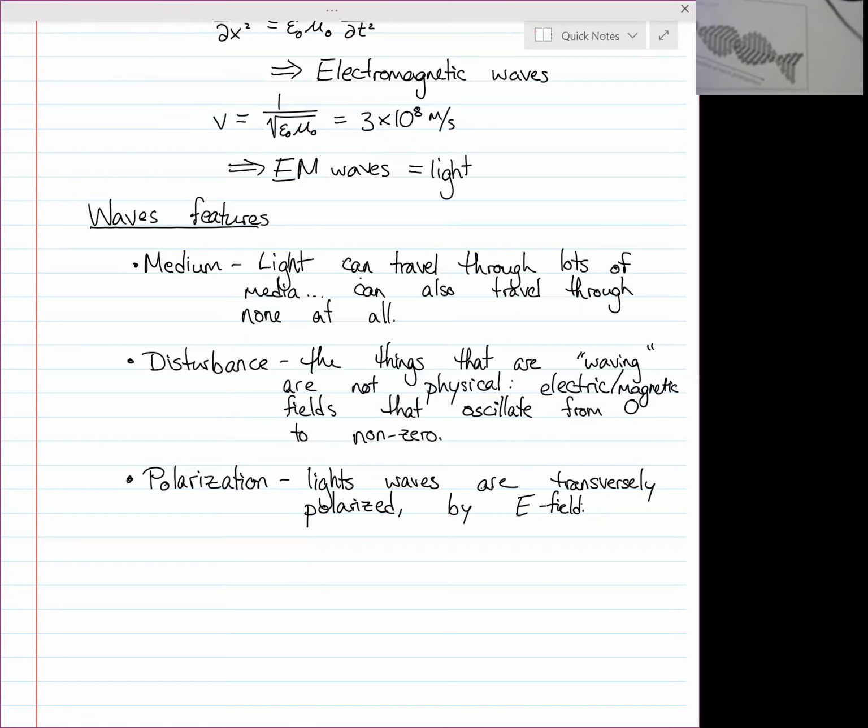Notice that both the electric and the magnetic field are perpendicular to the direction of propagation. That's how you know that it's transversely polarized. And again, that image is going to be in the notes, so if you don't want to draw it, that's fine. You'll be able to reference it in the lecture notes that I post.